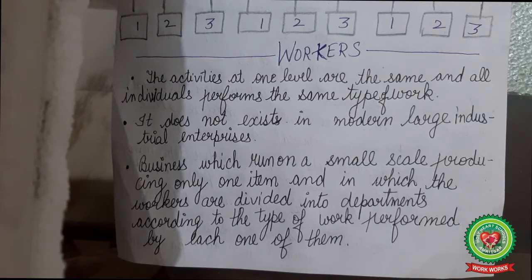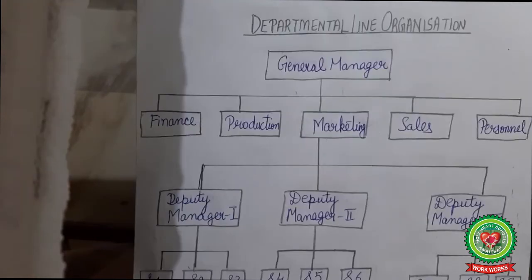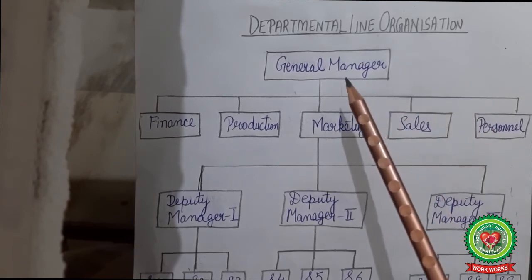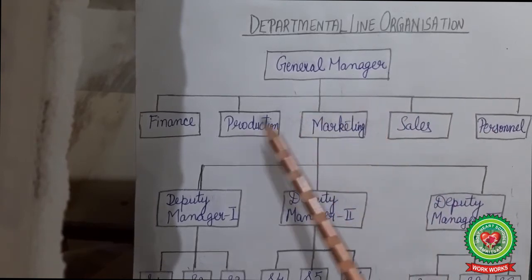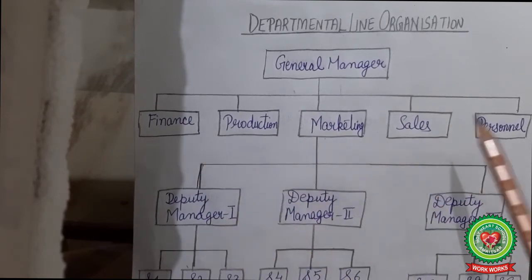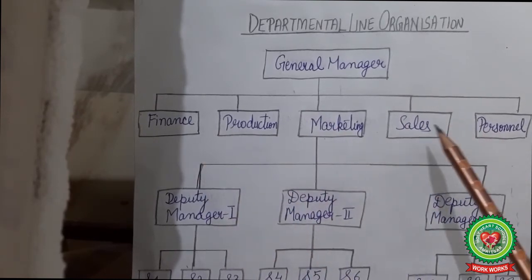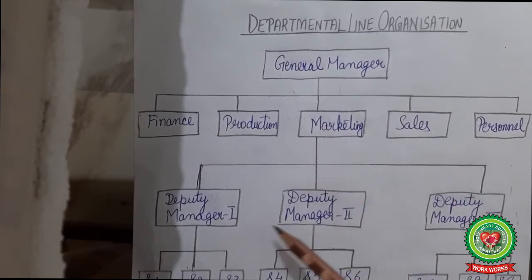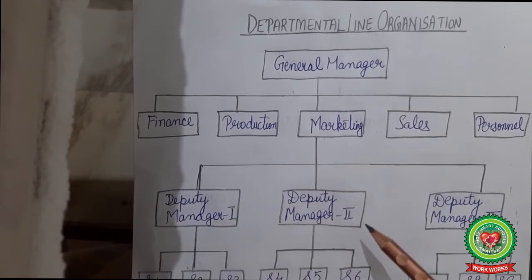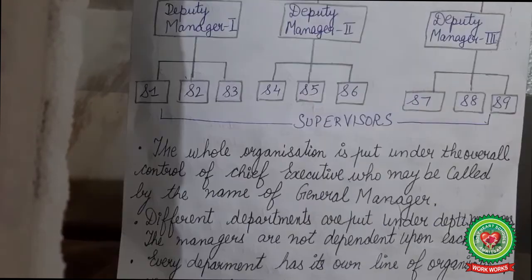Then they go for another line organization, which is the second one, that is departmental line organization. So let us look at departmental line organization. Here the head is the general manager. Different departments are there: finance, production, marketing, sales, personnel, and further every department is divided into deputy managers: deputy manager 1, deputy manager 2, deputy manager 3.